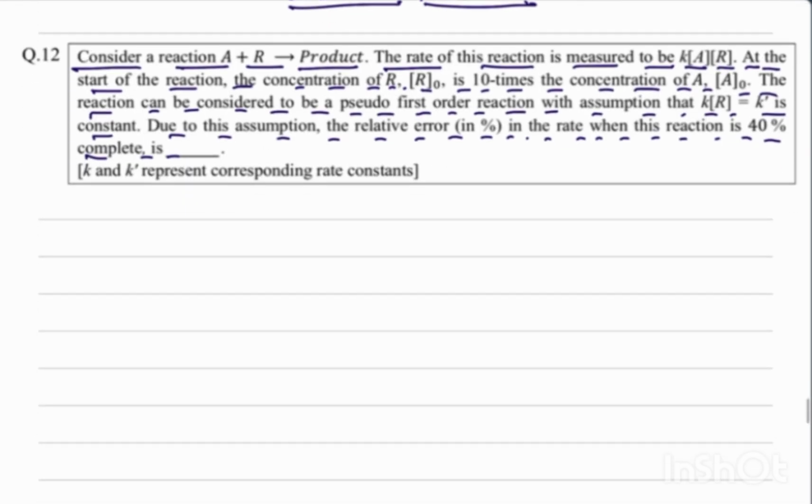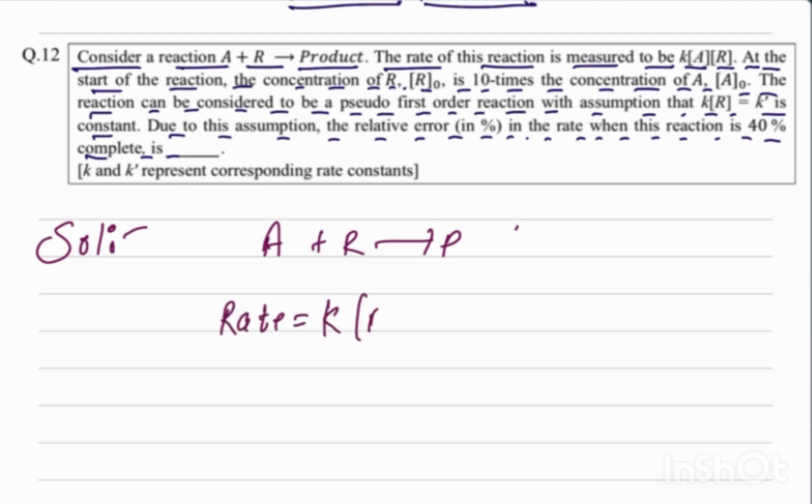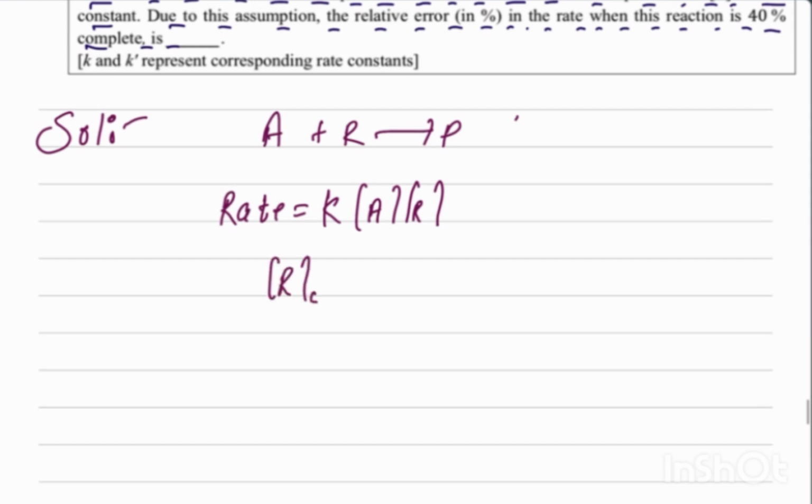So how to do this question? Let us start this question. So let us start the solution. We have given A plus R giving us P. So the rate will be equal to rate constant into concentration of A into concentration of R, and we have given R naught is equal to 10 times A naught. Also K[R] is equal to K dash.